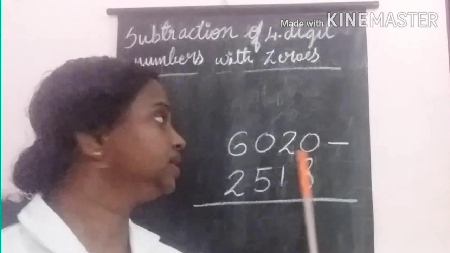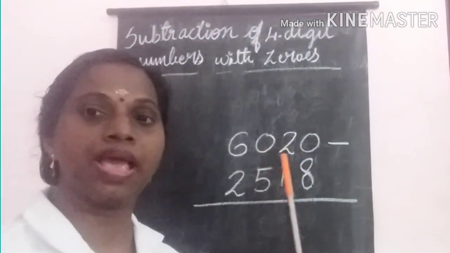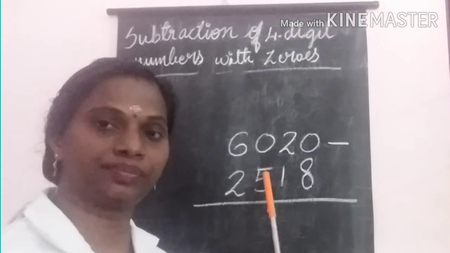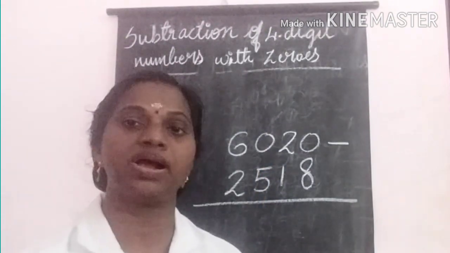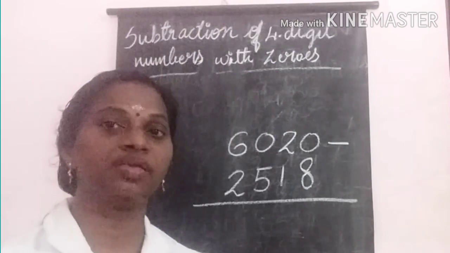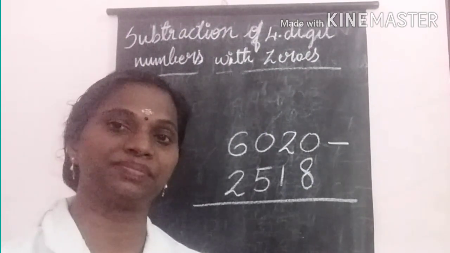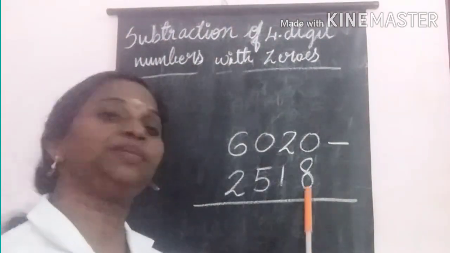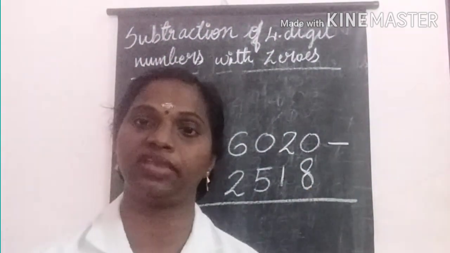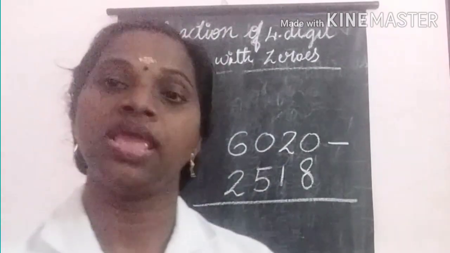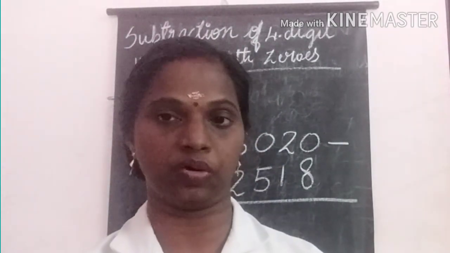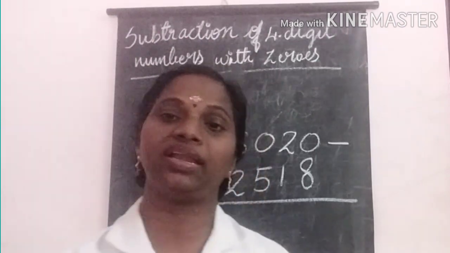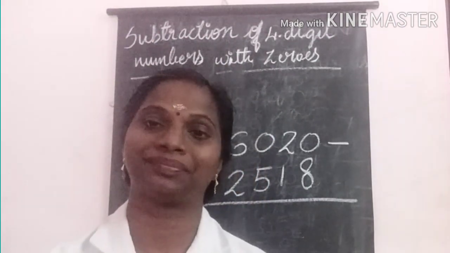See the example. 6,020 minus 2,518. So first subtract the ones place digits. Here, which are the ones place digits? Yes, 0 and 8. Is it possible to subtract 8 from 0? No, because 8 is greater than 0, or 0 is lesser than 8. Then what will we do?